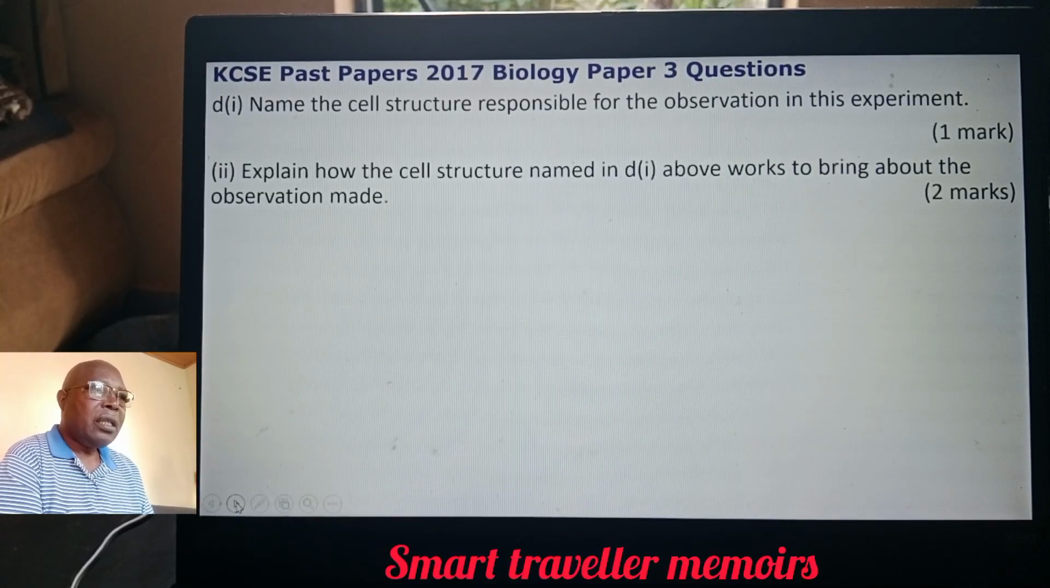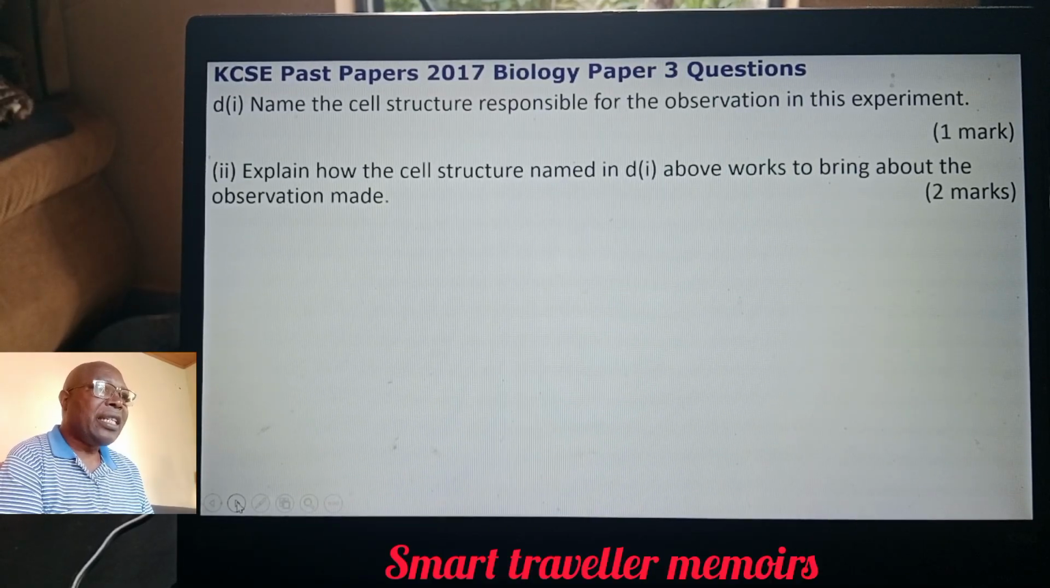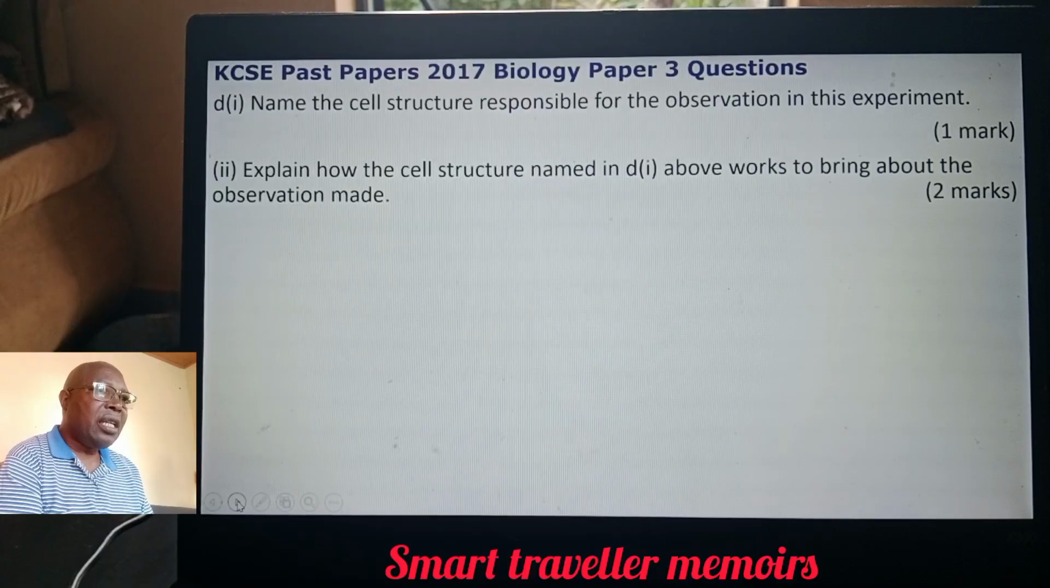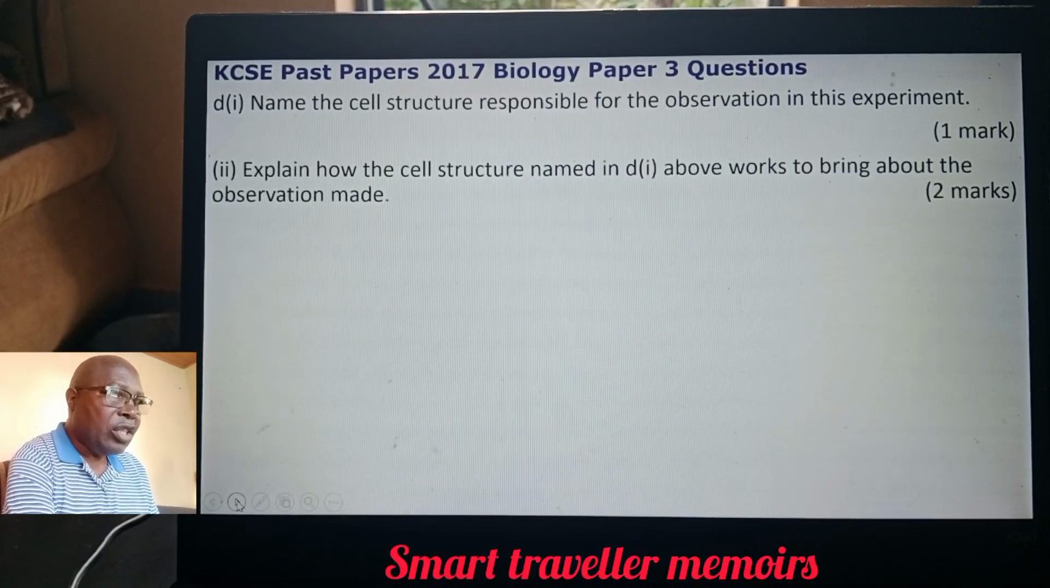D, Roman 1. Name the cell structure responsible for the observation in this experiment. And in D, Roman 2, you explain how the cell structure named in D1 above works to bring about the observation made.